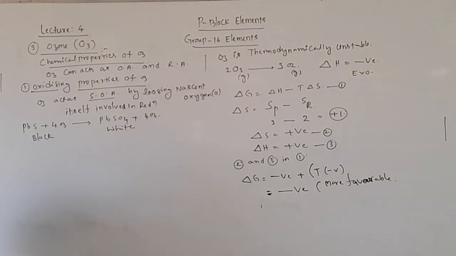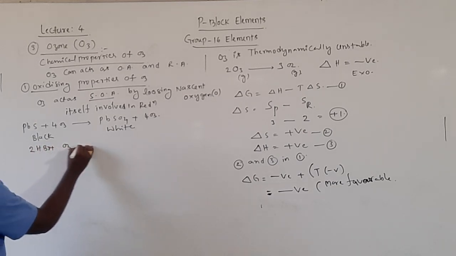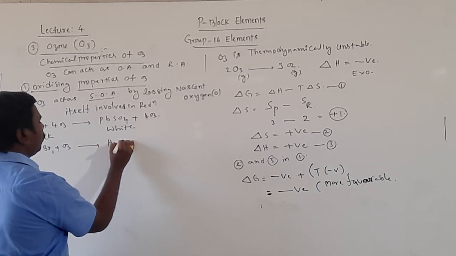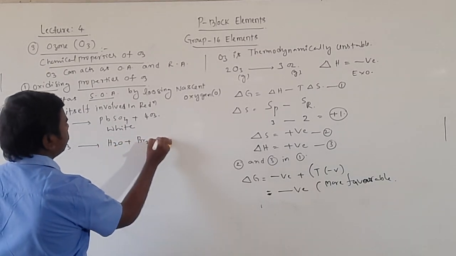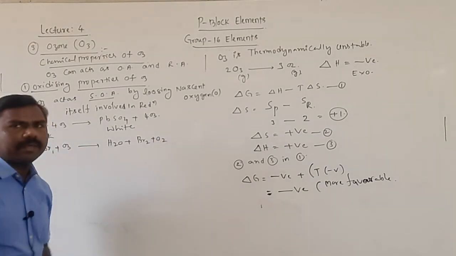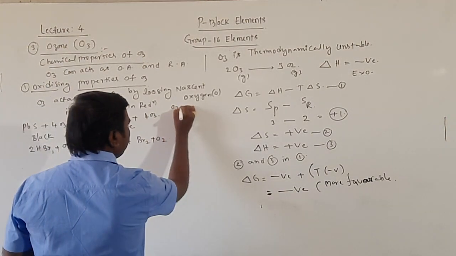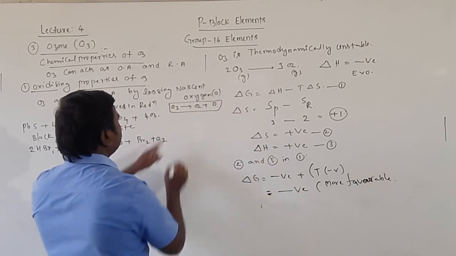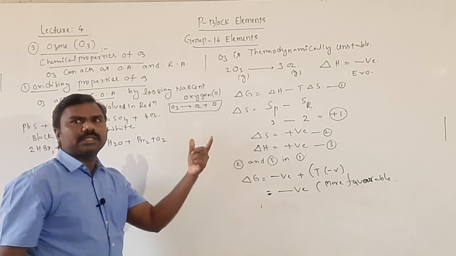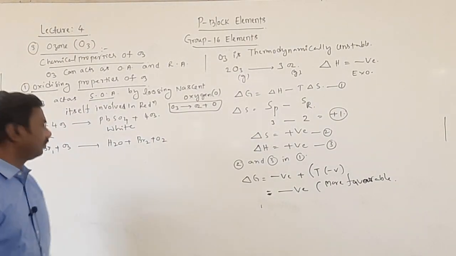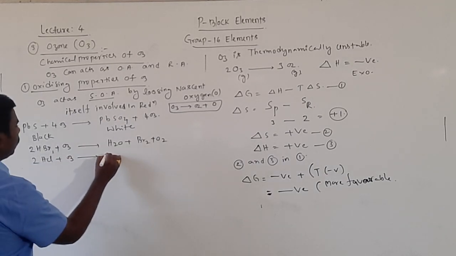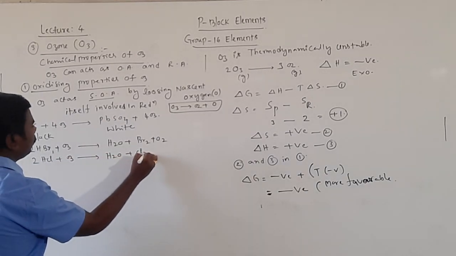Next, 2HBr plus O3 gives H2O plus Br2 plus O2. O3 is converted into O2 plus O. It means losing oxygen, that's why it is reduction, acting as an oxidizing agent. Similarly, 2HCl plus O3 gives H2O plus Cl2 plus O2.